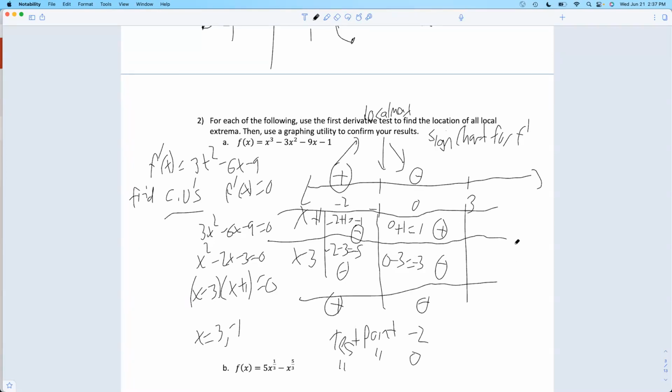Okay, what about over here? Pick any test point, anything bigger than 3, anything that lives in this region. Maybe we pick a test point of 4, or 100, or 13, or pi, 3.1, square root of 12, anything bigger than 3. 3 plus 1 is 4. That's a positive.